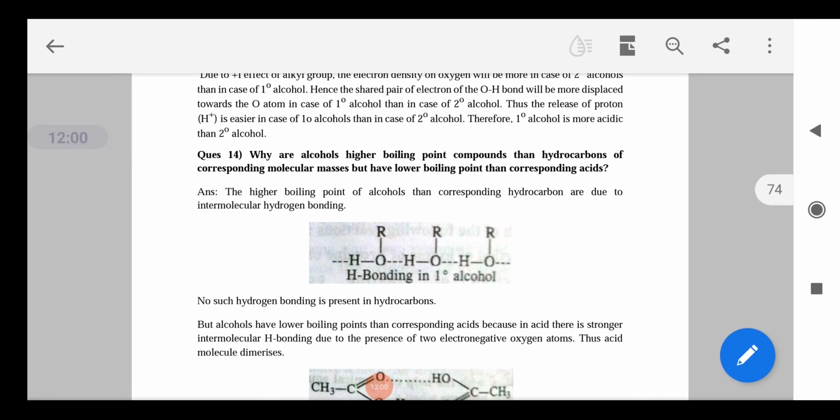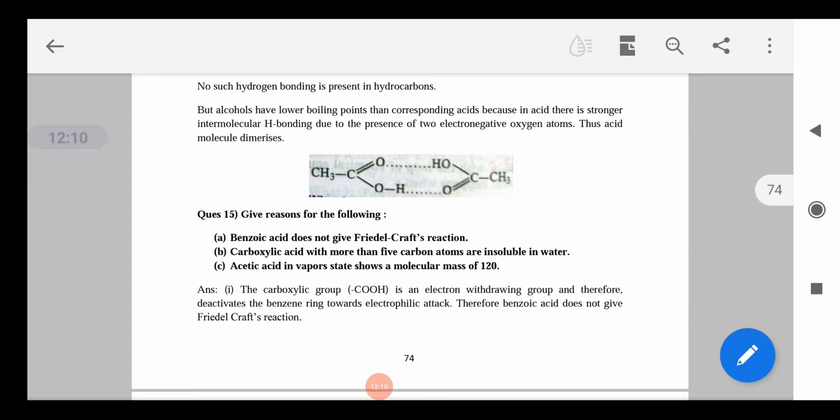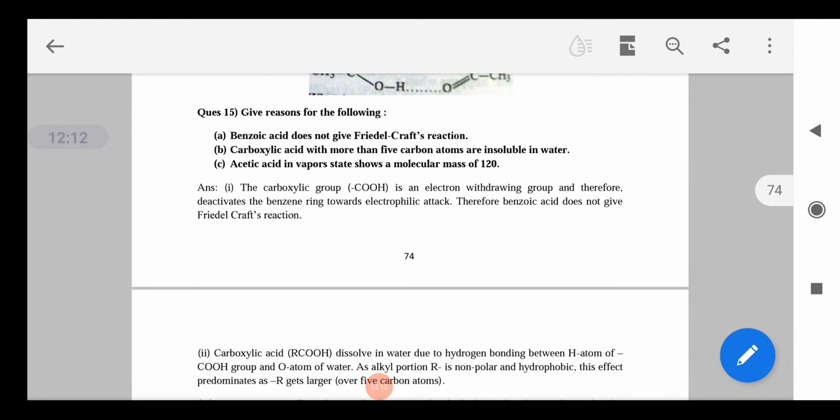That's it. Question number 14. Why alcohols have higher boiling point than hydrocarbons? This is repeated. And this is question number 15.